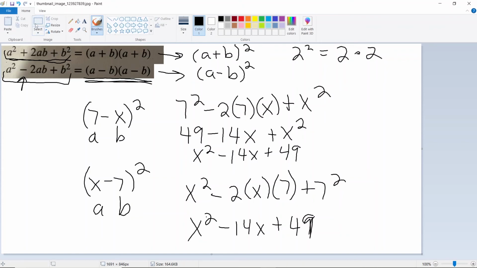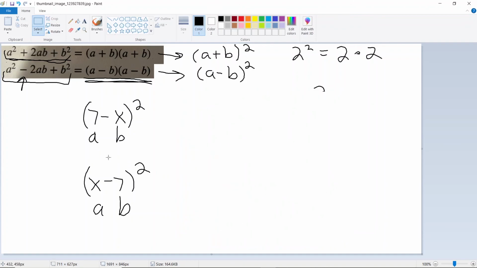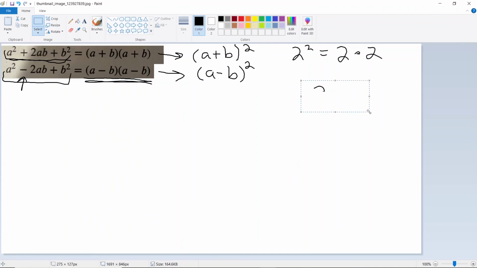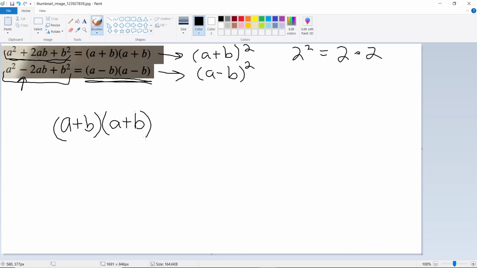Let's just do one of these. Let's FOIL it just to prove that they're going to be the same. I just want to show you that foiling still works on these. It's just that these patterns are shortcuts. So what if we had a plus b times a plus b? We're going to FOIL it and show you it comes out to the same thing. That's why you just memorize it, because it's a quick pattern.